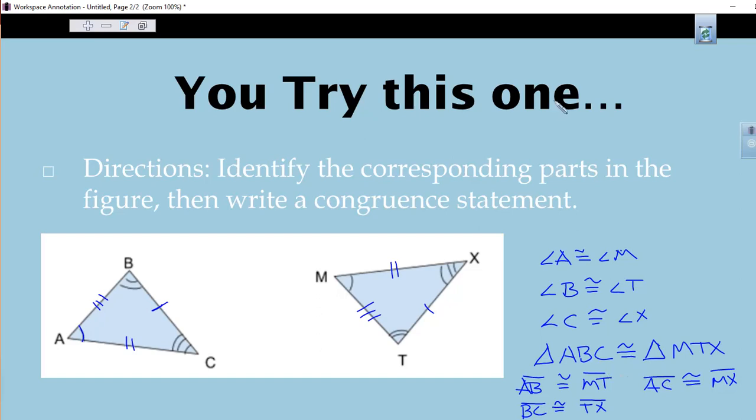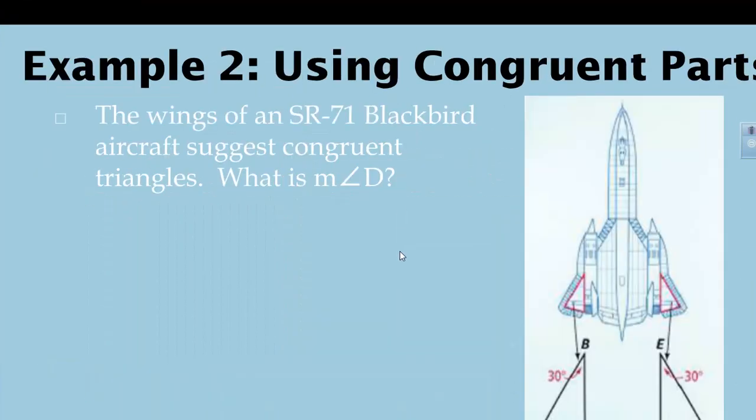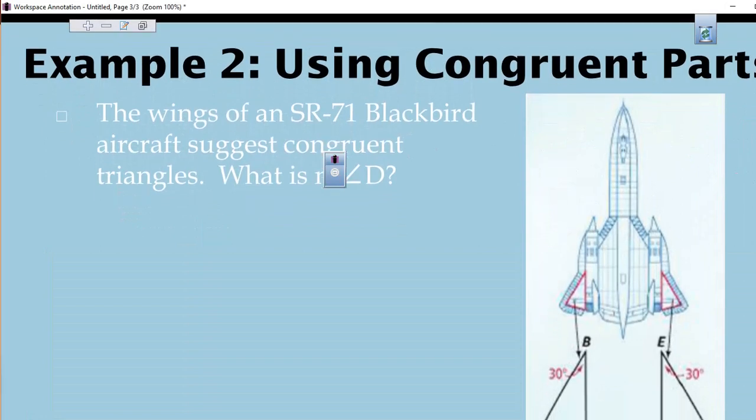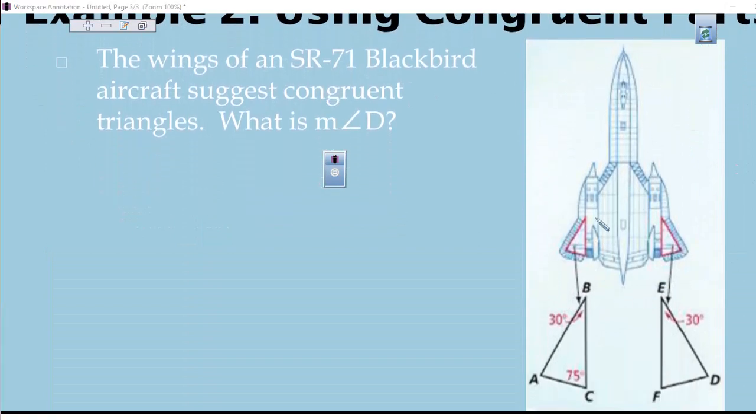All right, so let's take a look at using these congruent parts. We have a picture of a plane, and on its wings it has two congruent triangles. One thing we're going to do here is find what angle D is. So we have to figure out which one matches up. If I look at this picture, I can tell real quick that angle B corresponds with angle E, so therefore those are congruent.